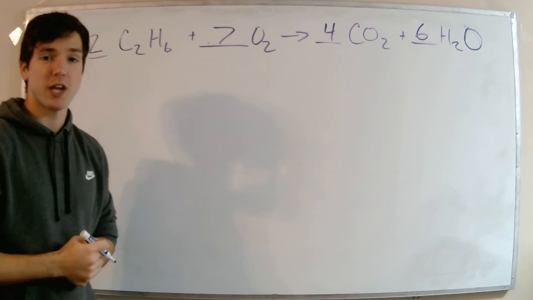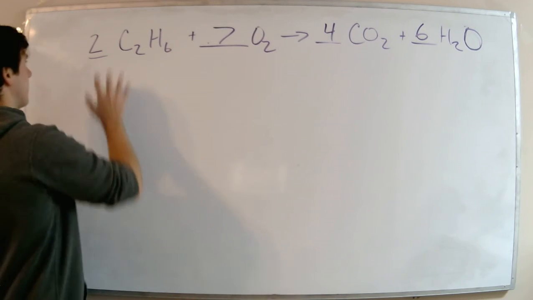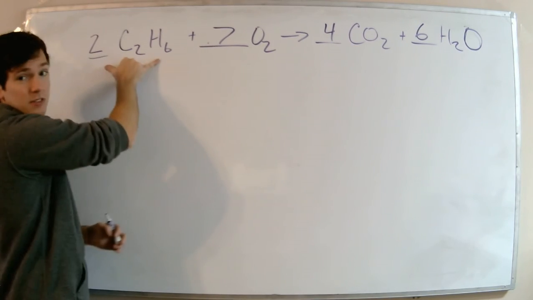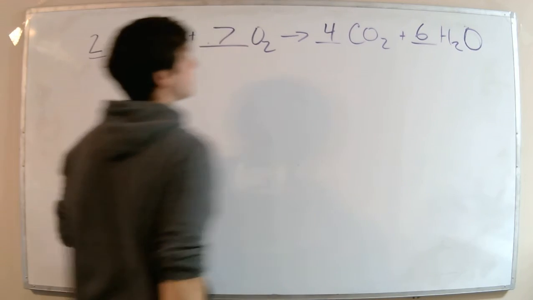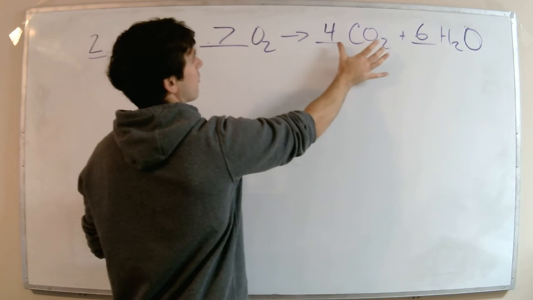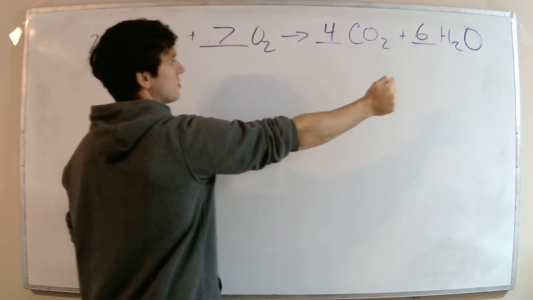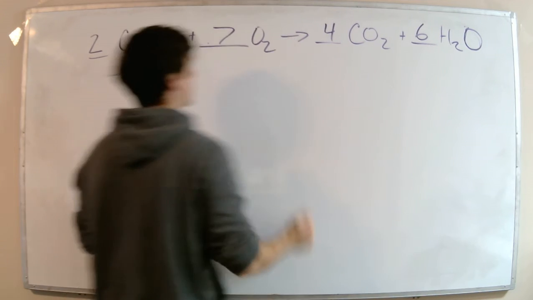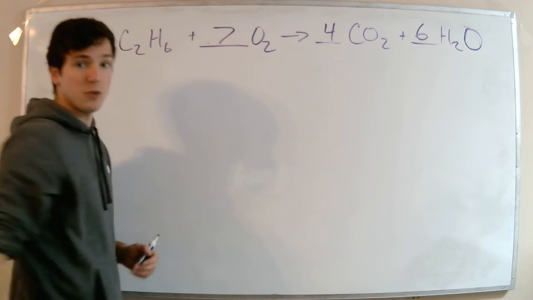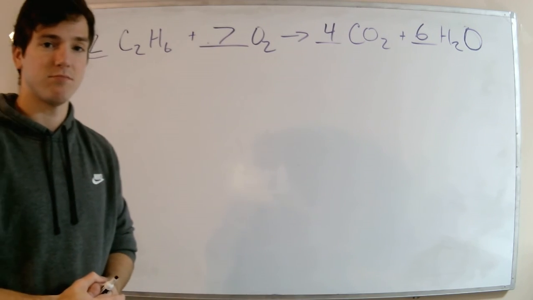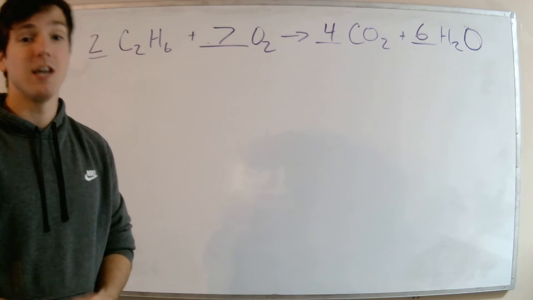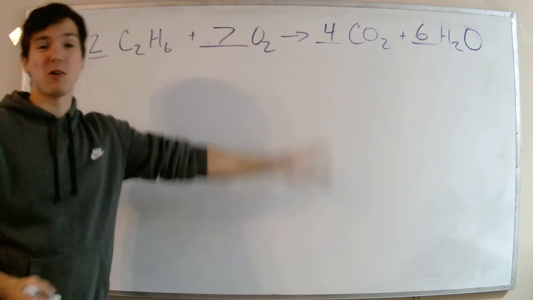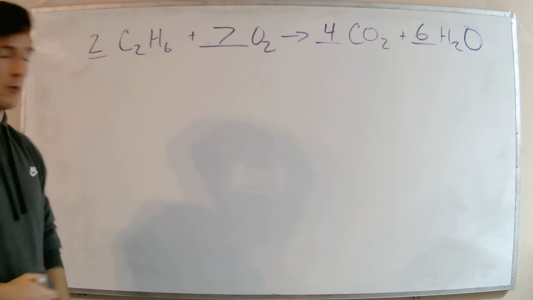Let's go and double check and make sure everything looks good. 4 carbons, 4 carbons. 12 hydrogens, 12 hydrogens. Now we have 4 times 2, which is 8 oxygens. 6 times O is 6 oxygens, so 8 plus 6 is 14. 7 times 2 is 14. So that is balanced. Okay, so whenever you see a decimal like 3.5, multiply it by 2, but then go ahead and multiply every coefficient by 2 as well.